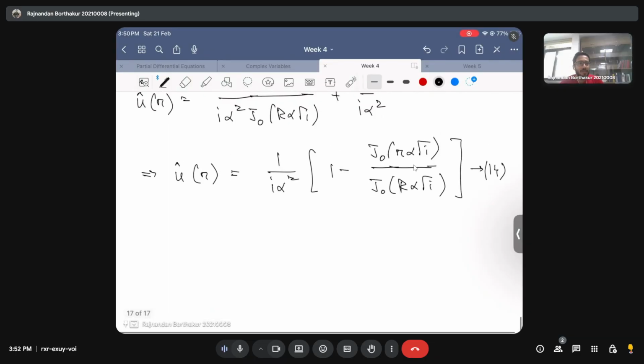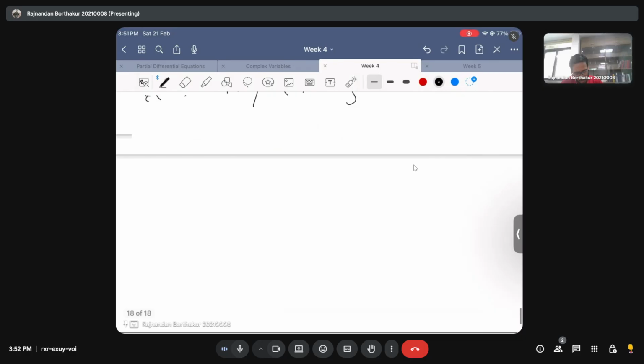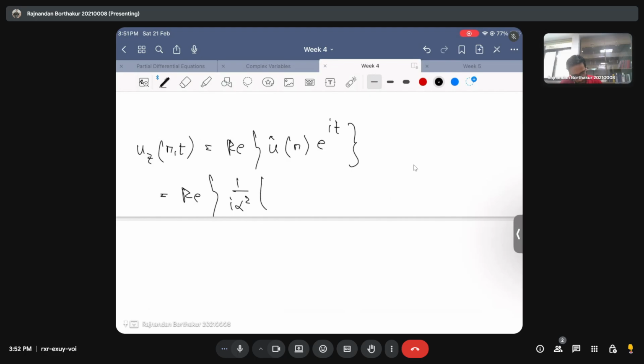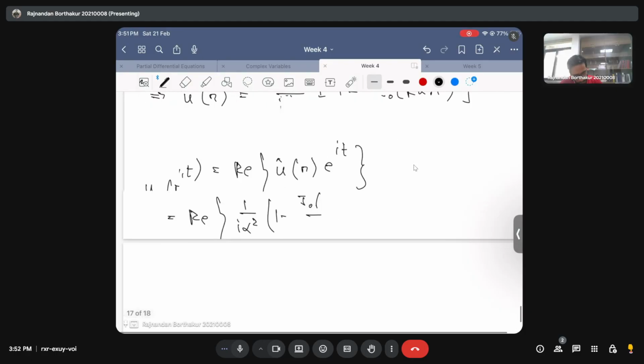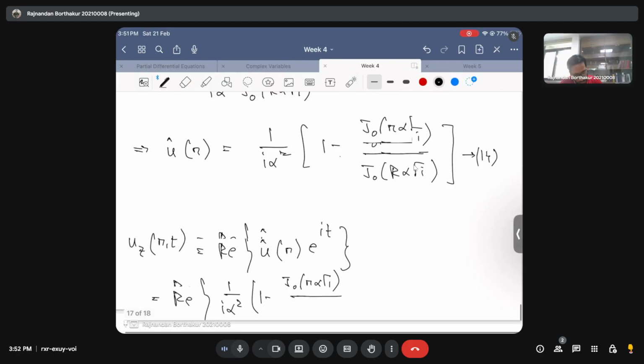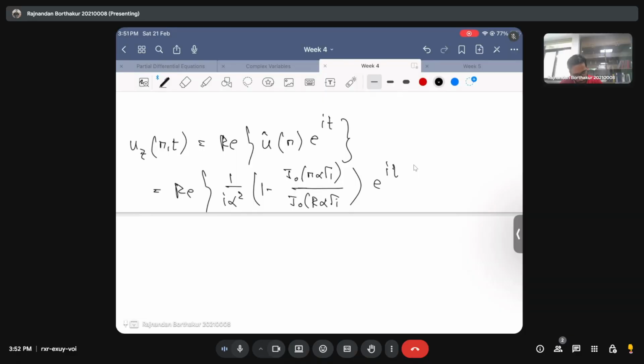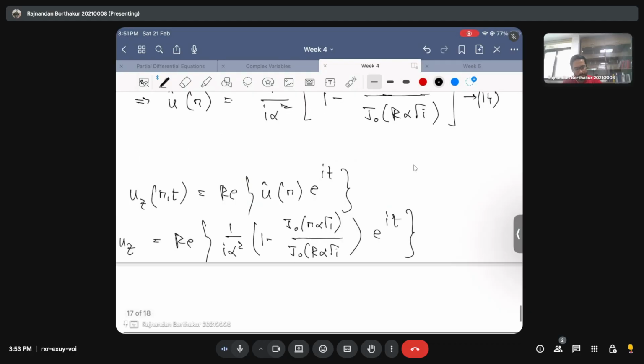But remember, my actual variable was UZ of R and T, right? And we know that UZ of R comma T is equal to the real part of U hat of R e to the power iωt, and I know that U hat of R is this. So the complete solution is going to be the real part of 1 by I alpha squared times 1 minus J0 of R alpha root I by J0 of capital R alpha root I, times e to the power iωt. That's it. You compute this, take the real part, and that is going to be your solution for the velocity field UZ, which of course is a function of R and T, as you can see. So that's the complete velocity field.